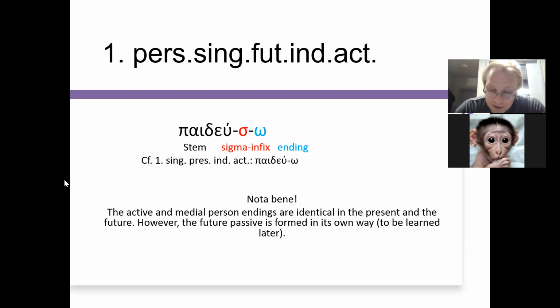As I said, this is the way future active and medium indicatives are formed. Importantly, the endings are the same as in the present tense. Thus, the counterpart of the present tense paideuo is paideuso in the future tense. Unfortunately, however, it's not always as simple as this. That is, it's not always just the addition of a sigma to the root which marks a verb as a future.